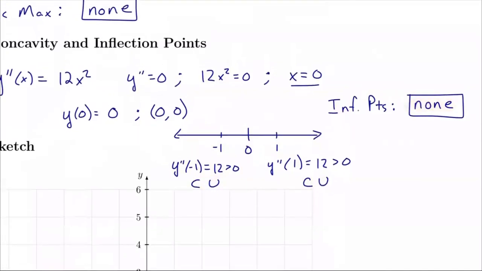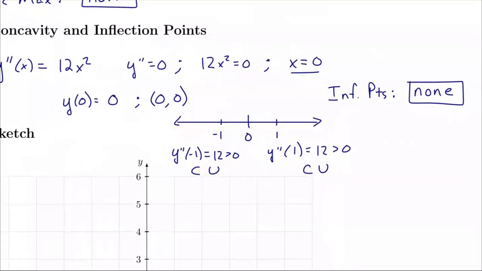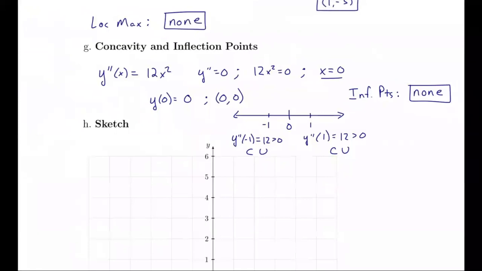So don't automatically declare the 0 of a second derivative to be an inflection point. It may or may not be. In this case, it's not. So we want to keep that in mind. It's a candidate to see whether or not it's an inflection point, but if our concavity doesn't change, well, then it's not an inflection point. So let's put all of this together.